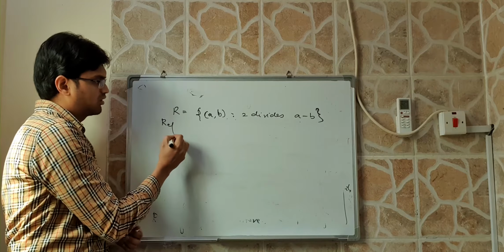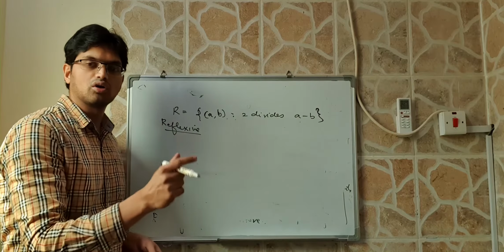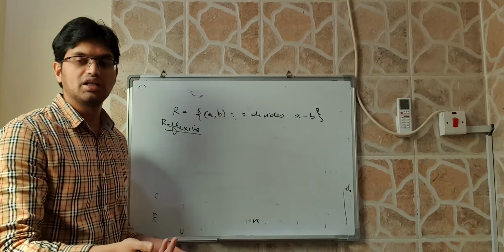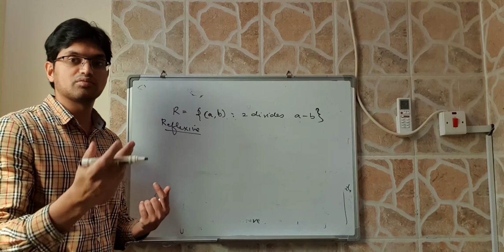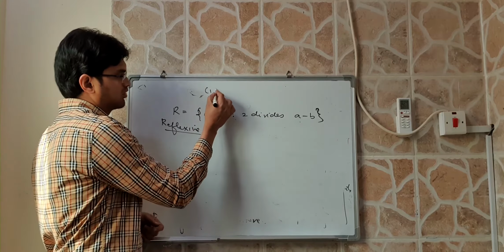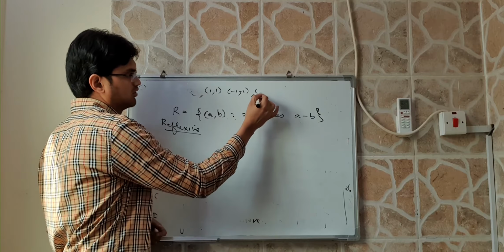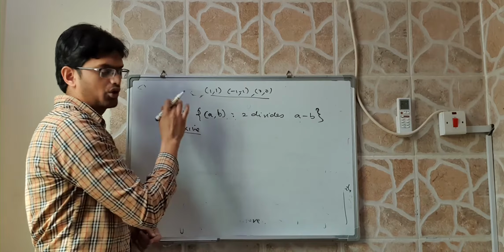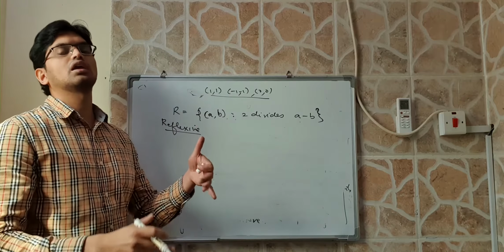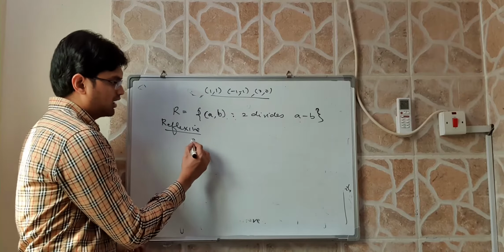If I check about reflexive, I have to check whether (1, 1), (2, 2), (3, 3), like that, for all integers, minus 1 comma 1, are there in R or not. So let us say (1, 1), then (-1, -1), (0, 0), all these are there or not. I cannot go on checking all the infinite elements. How will I start? I'll take a belongs to Z.